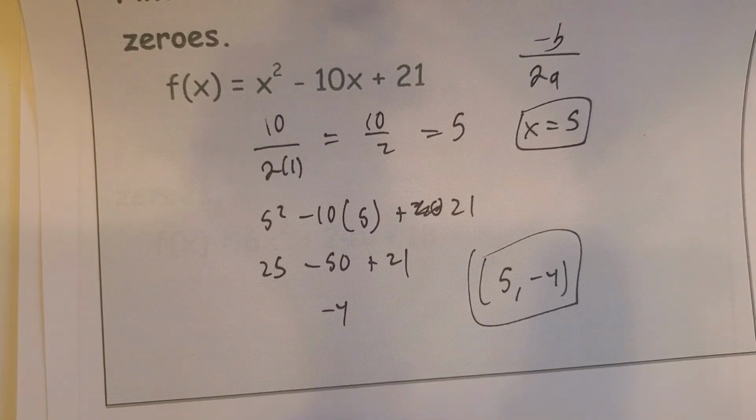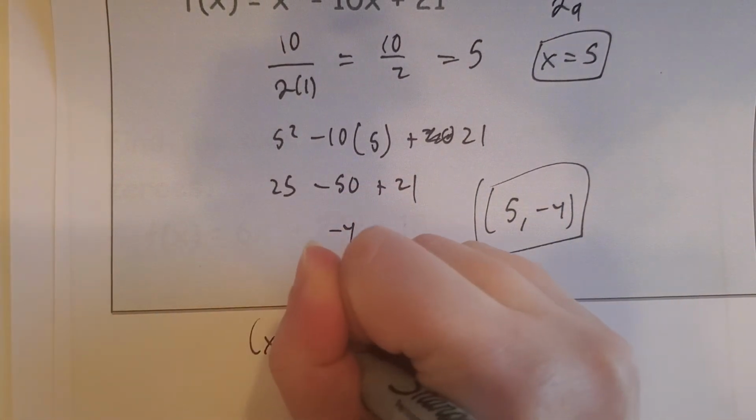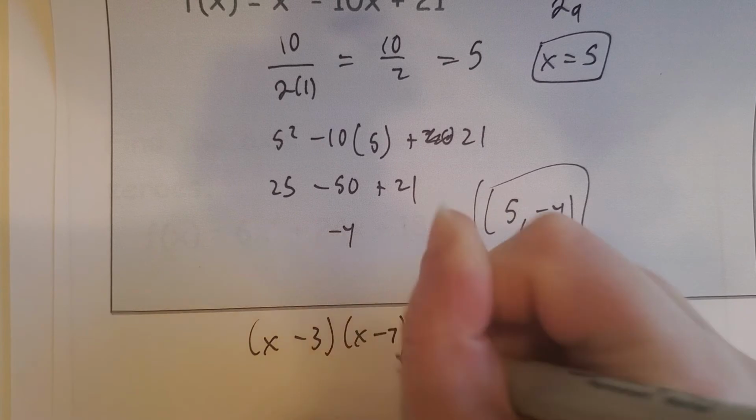They're 1 and 21. They're 3 and 7. You can make them negative. Which of those pairs would add up to negative 10? Well, 3 and 7 would, because 3 plus 7 is 10, as long as you made them both negative. Negative 3 plus negative 7 is negative 10. So when you factor this, this is x minus 3 and x minus 7.